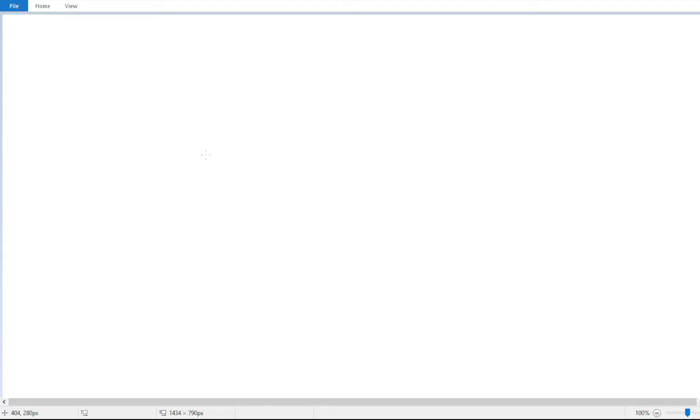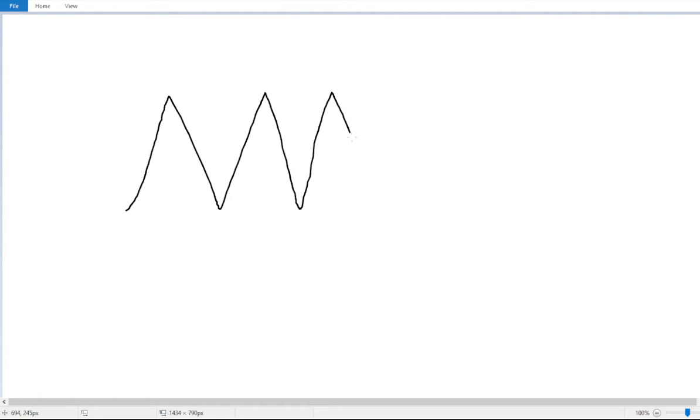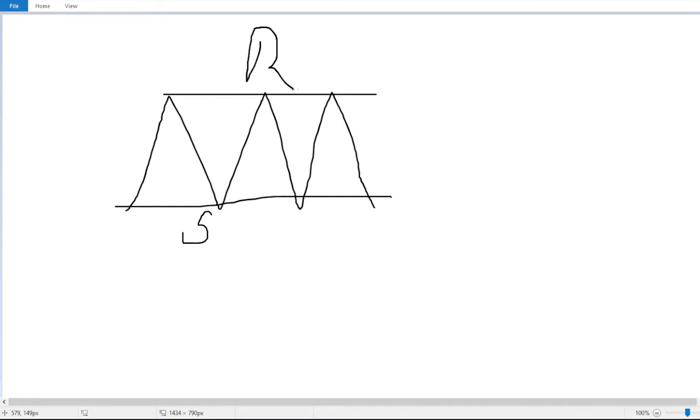Always remember, I'll just open Paint and explain a concept. If you see these particular levels, first of all, this is called a range, where this is basically the support and this is the resistance. Now the price was in this particular zone. For me, I'm going to call this zone number 1.